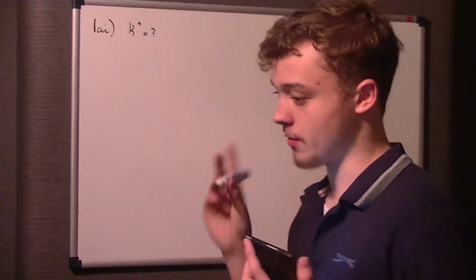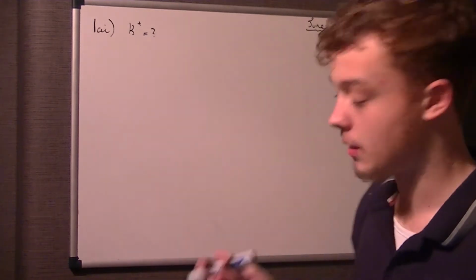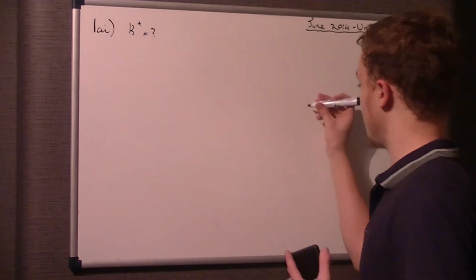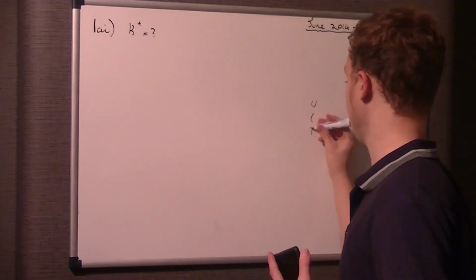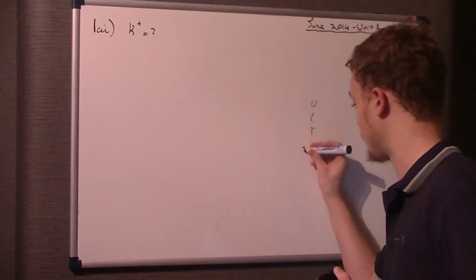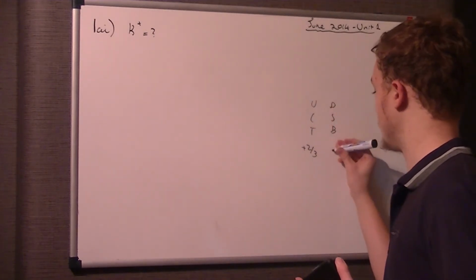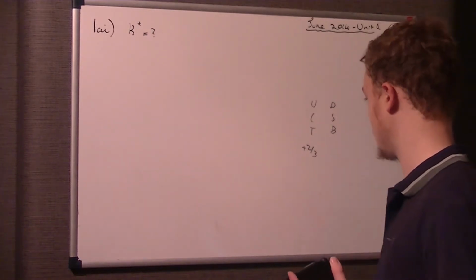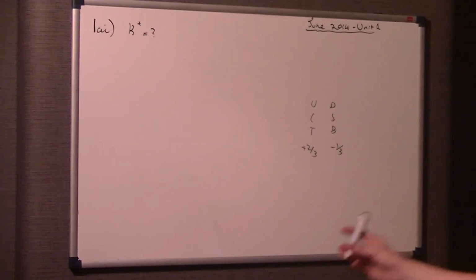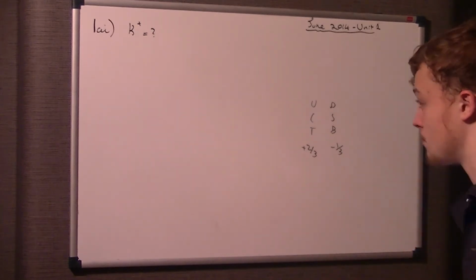Now, it's got to be a quark and an anti-quark pair. So let me label the quarks. The way I think of it is, you've got up, charm and truth, which have a positive charge of 2/3, and down, strange and beauty, which have a charge of negative 1/3. So to make up a third, we've got to have one of these 2/3 and an anti-particle of this.